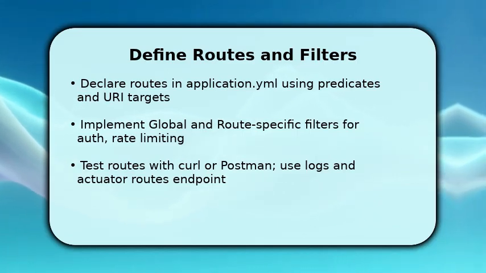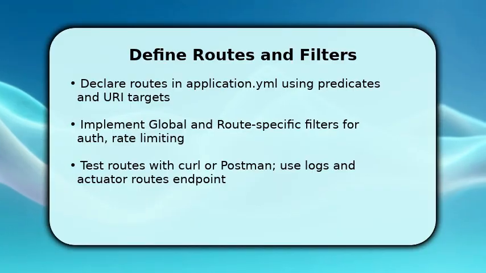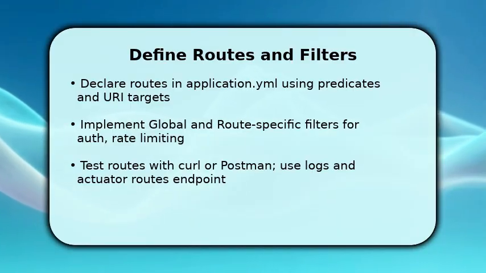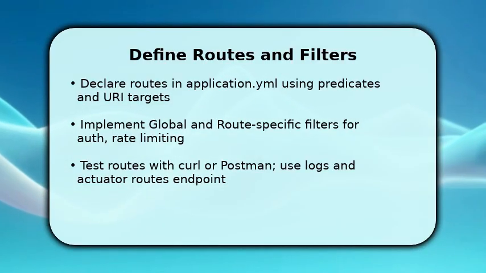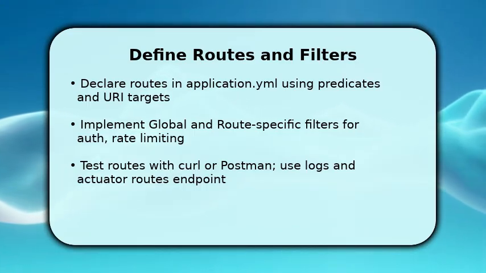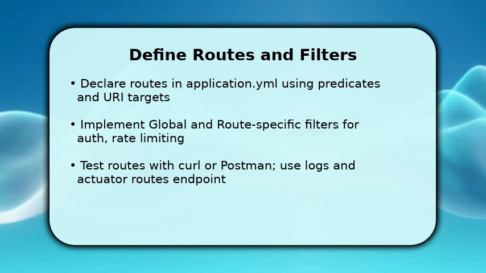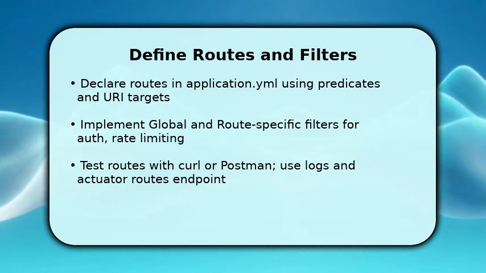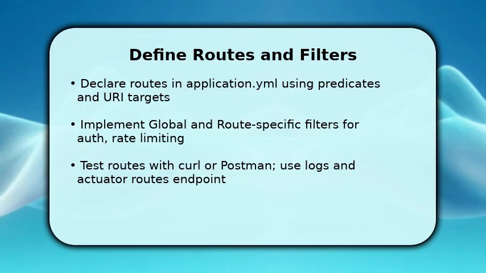This defines the how. Then create filters, a global filter for cross-cutting concerns and route filters for auth or header transformation. Filters run in the reactive pipeline, so use non-blocking calls. Once filters are in place, test end-to-end with curl or Postman, inspect logs, and check actuator/routes to confirm mapping and header behavior. Finally, secure and deploy.